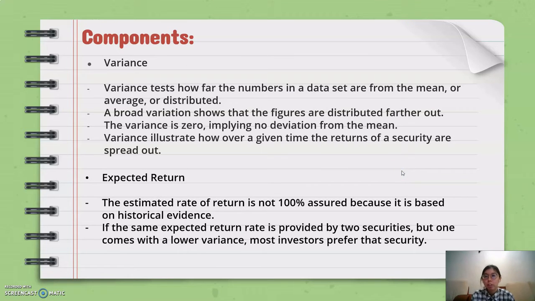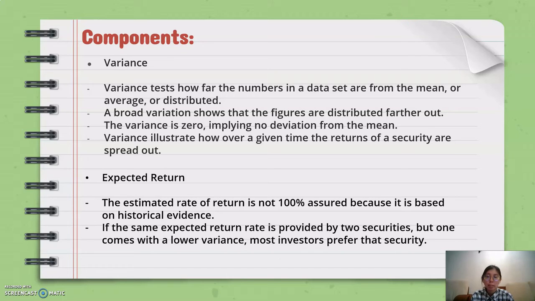There are some components in this theory. First is variance. It is used to test how far the numbers in a data set are from the mean. A higher variance shows that the figures are distributed farther out. If the variance is 0, it implies no deviation from the mean.